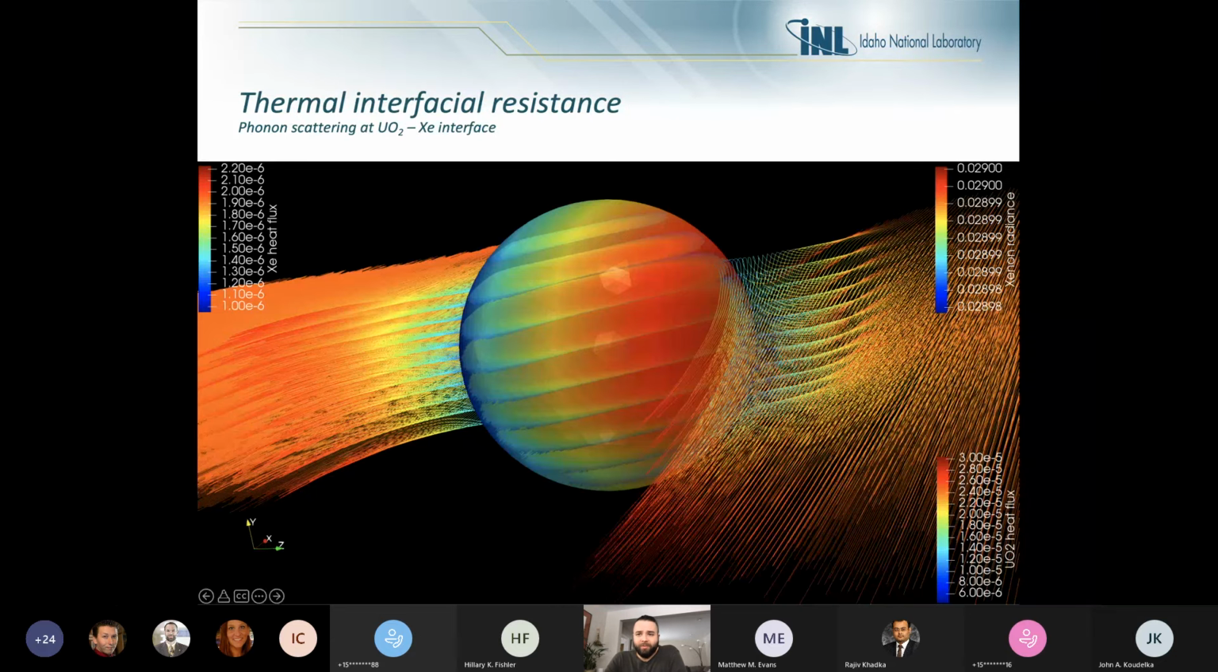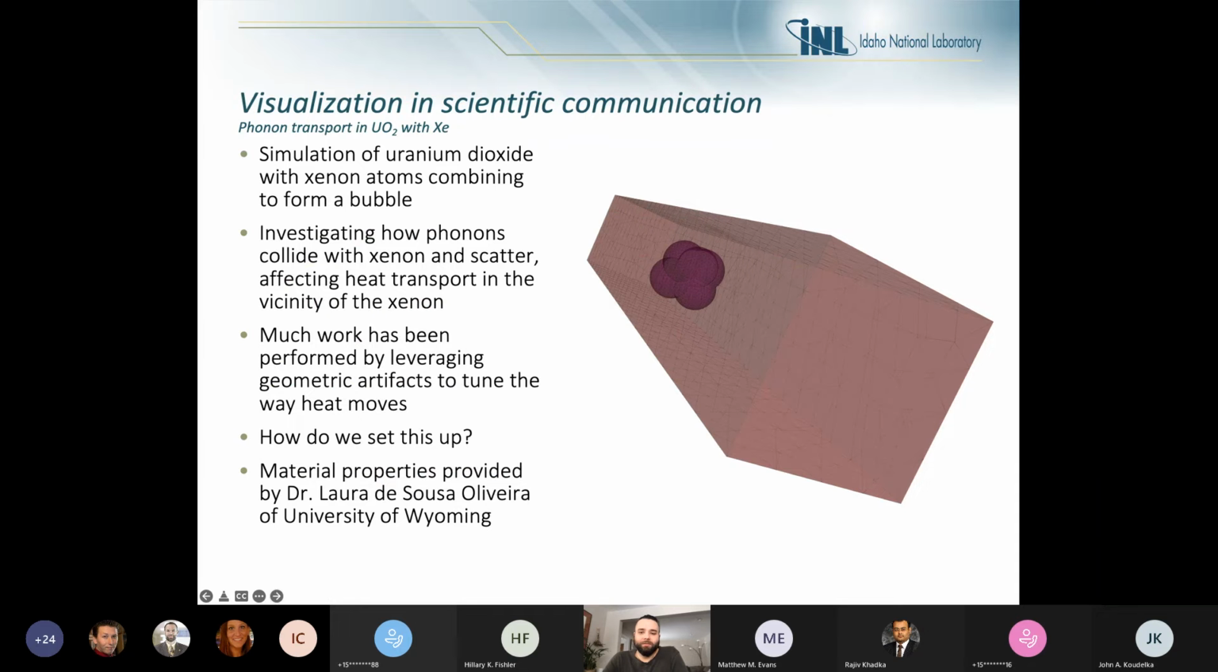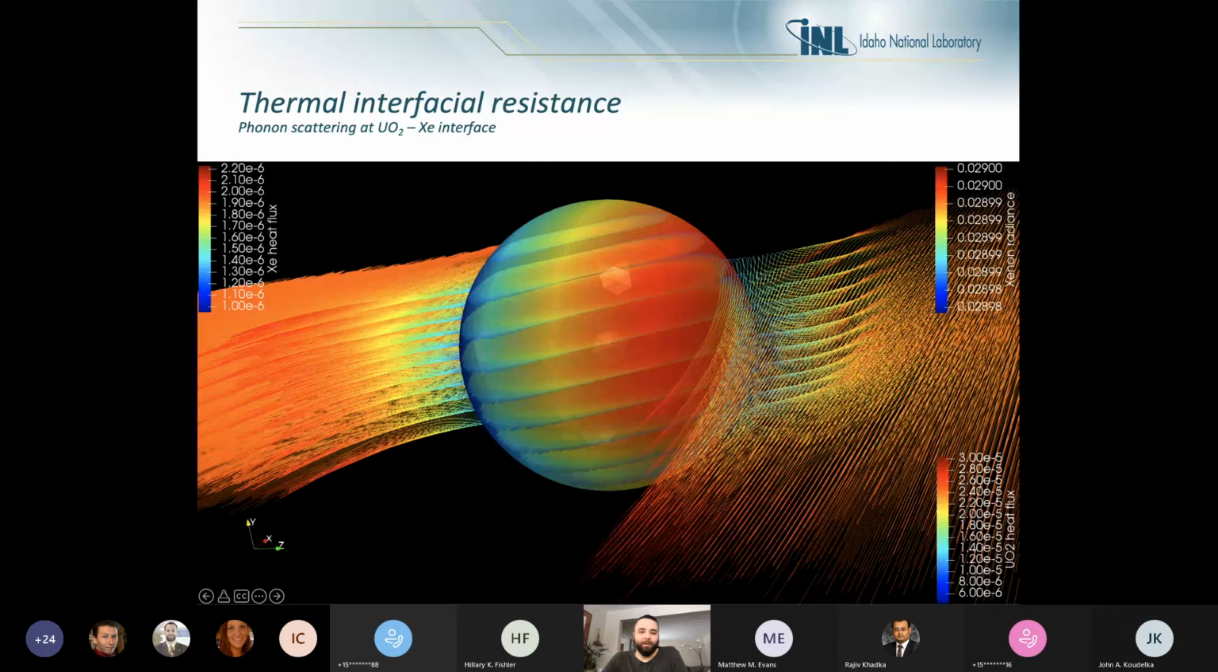So this is the first of a series of images that I want to talk about. This is from different simulations. This is from a single atom of xenon inside a cell of uranium dioxide. So what's happening here? If I just showed you the numerical output, it'd be a full table of numbers, and it'd mean something to some people and not so much to others. What we're seeing here is, if you remember this cell of UO2, there's a bubble in the center of it, and we have heat traveling from one side to the other.